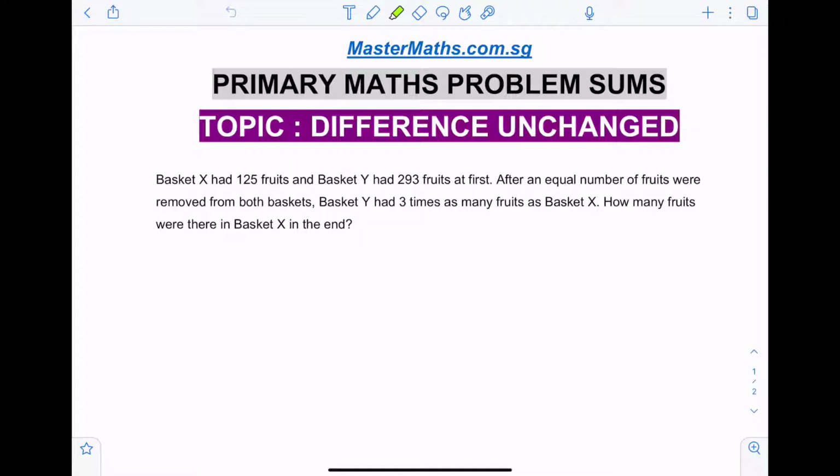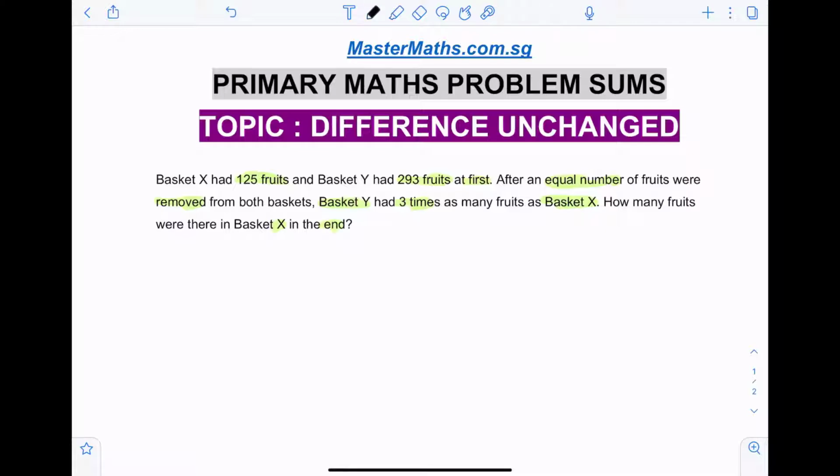Basket X had 125 fruits and basket Y had 293 fruits at first. After an equal number of fruits were removed from both baskets, basket Y had 3 times as many fruits as basket X. How many fruits were there in basket X in the end?